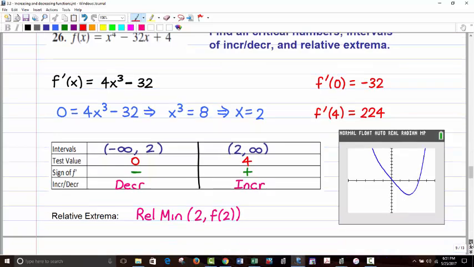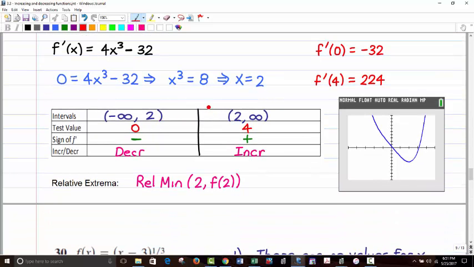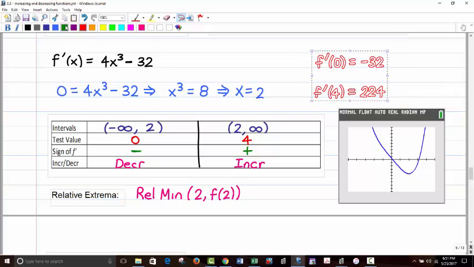Well, I got a very simple chart here. There's only one number, 2, so we're just separating it from negative infinity to 2, and then 2 to infinity. I picked something less than 2, I picked 0. Greater than 2, I picked 4. Put 0 into this derivative. I wrote it over here with what it actually was: negative 32. Then I picked something greater than 2. Could have picked 3. I don't know why I picked 4. Doesn't matter, either one is good.